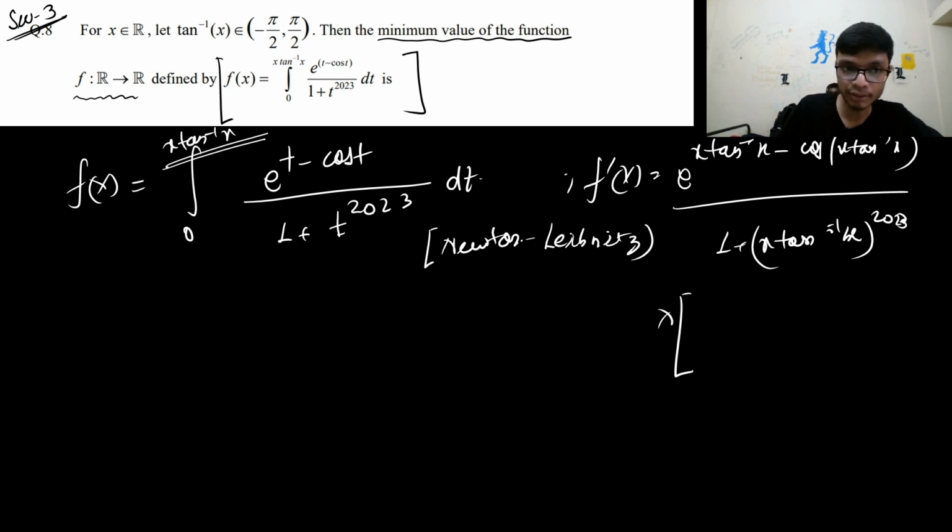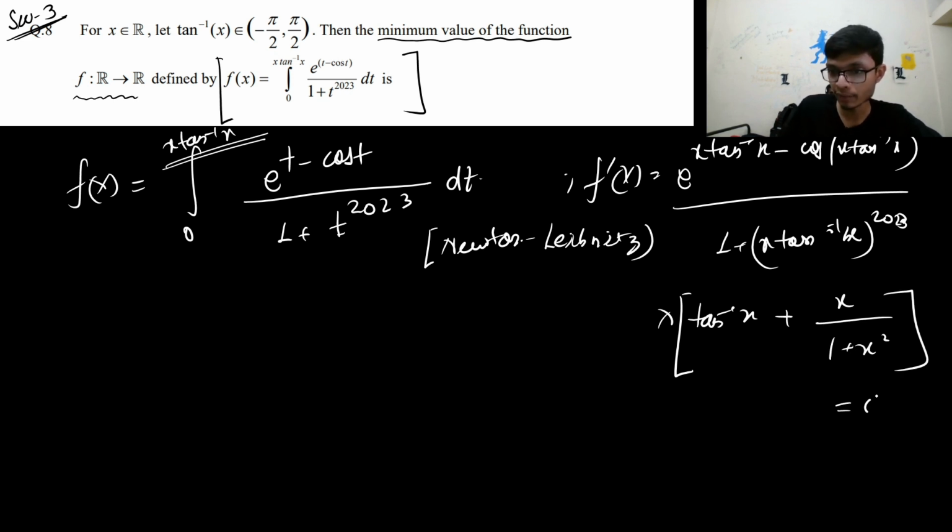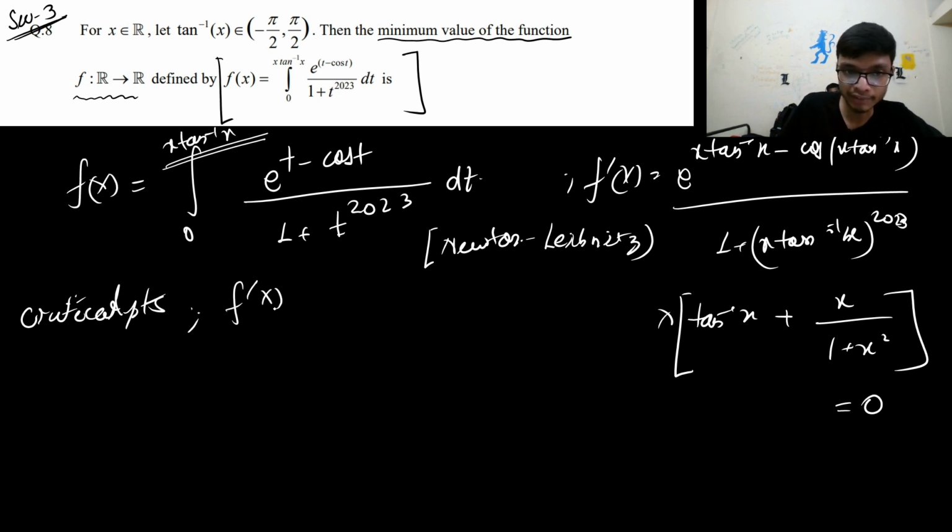So if we differentiate by using the product rule, it will be tan inverse of x plus x by 1 plus x square. Okay, and if we equate this particular quantity, that is f dash of x, equal to 0, from here we get the values of x as the critical points. So we are solving for critical points, that is basically f dash of x equal to 0.